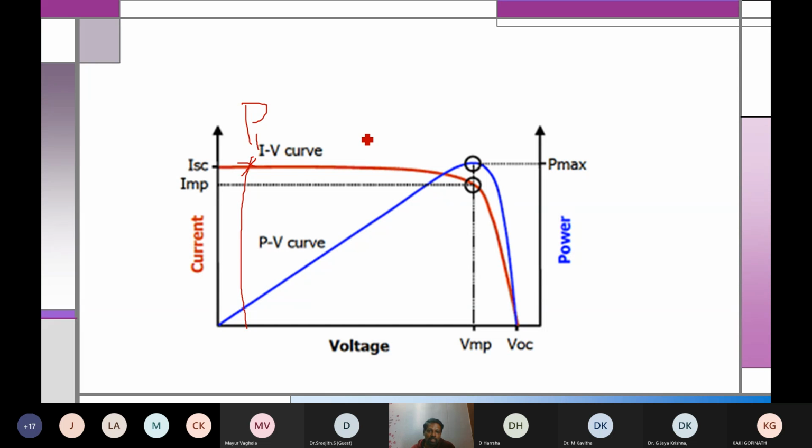Let me come to another point here. This is P2. You can see here the current is approximately the same, whereas the voltage has increased. So P2 will be more than P1. And let me take another point here. This is P3. The current is slightly reduced, whereas the voltage has increased further. So P3 is still more than P2. So power is going on increasing: P1, P2, P3.